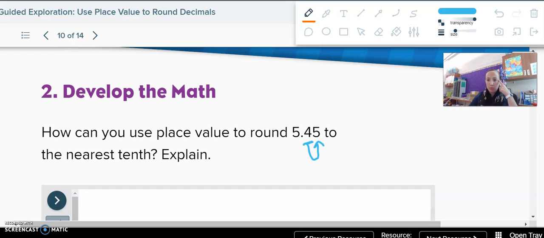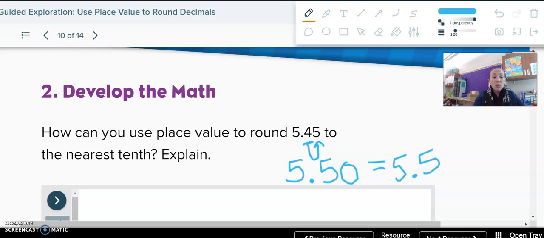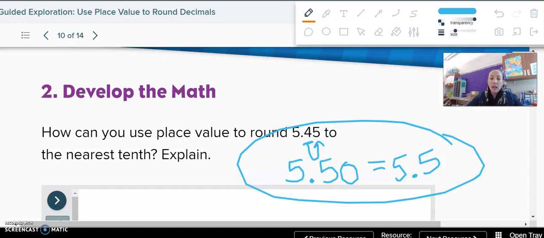I need to look next door. That 5 tells me to round up. So then I would say, okay, everything in front stays the same. The 4 goes up to a 5. I can change that 1 to a 0, or I could just not write it because it's after the decimal. The zeros at the end can be left off. So this would be rounding it to the nearest tenth.